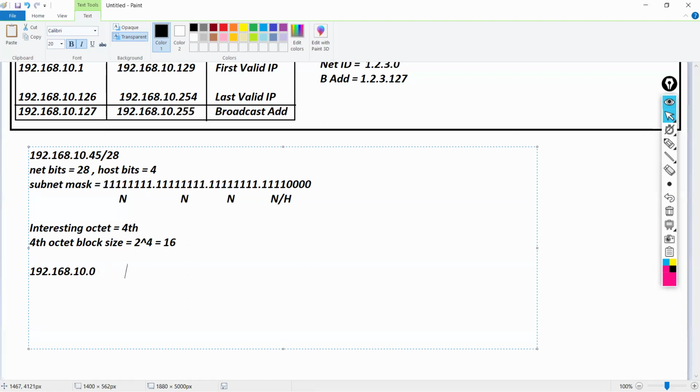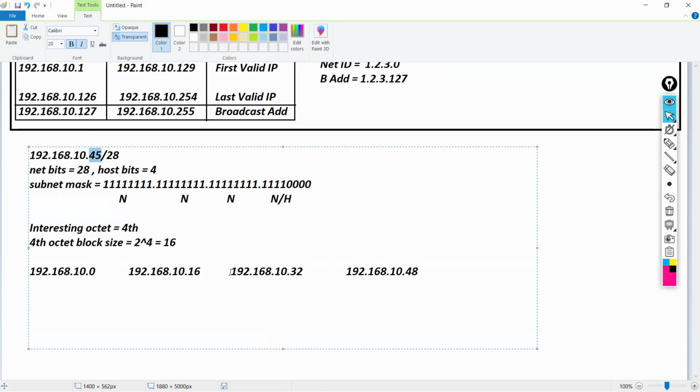First value is 0. Next will be 16. Next will be 32. Next will be 48. Correct? What is my IP? 45. That means it will come in this network.